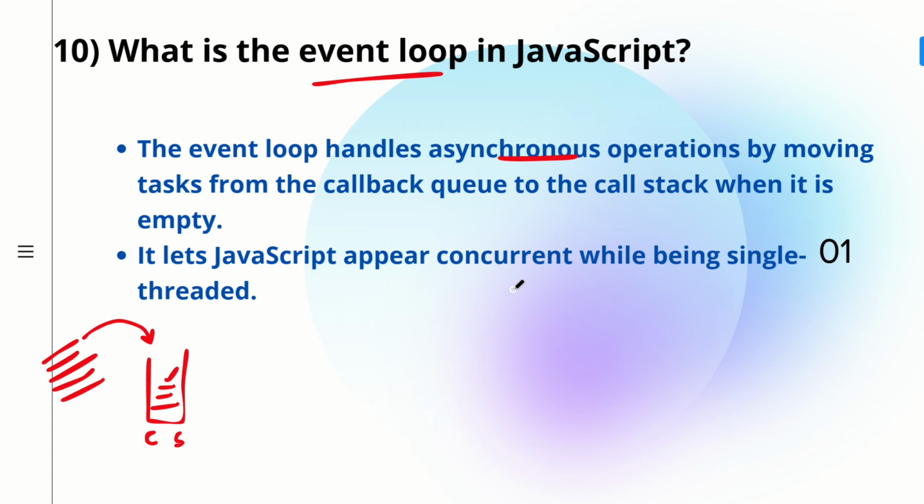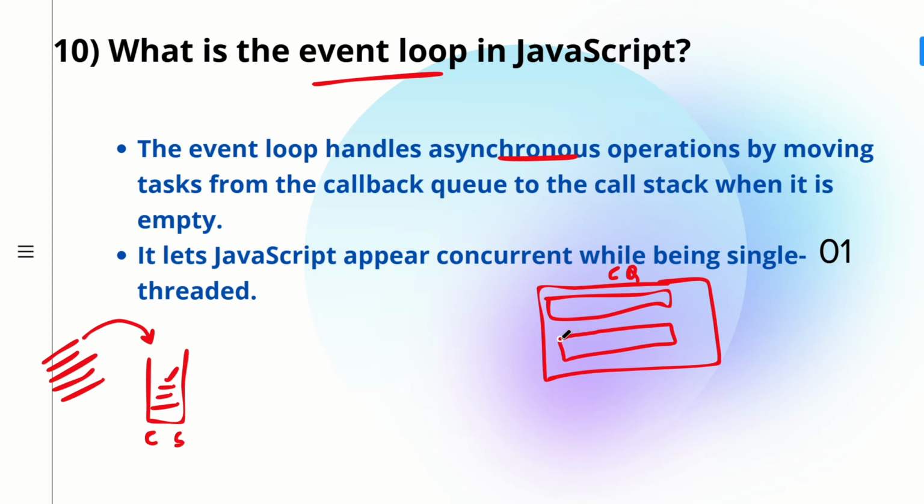Then we have something called callback queue. In callback queue also we have two parts. So previously we had only one, but after the introduction of promises, we have two. So we have something called micro task queue, and we have macro task queue. This is our micro task queue, and the second one is macro task queue.